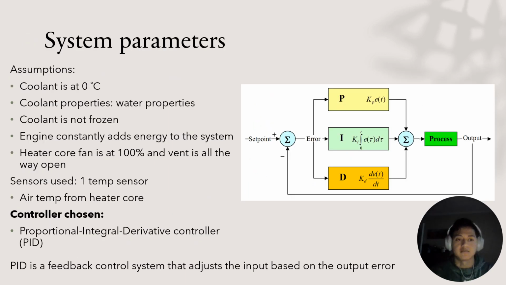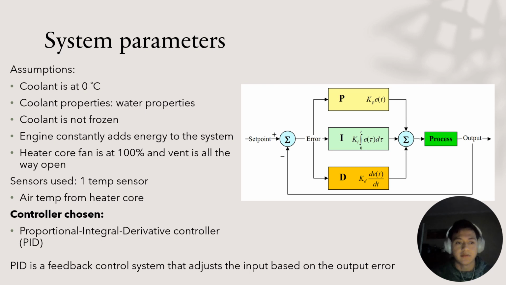Now, modeling this system isn't simple, so I had to make a lot of assumptions and simplify the system a lot. Some of the assumptions I made: the coolant started at 0 degrees Celsius, and in order to minimize the work of researching all these properties, I just assume all the properties of water are the same as the coolant. Since the coolant is at 0 degrees Celsius, I have to assume that it's not frozen, that it's just barely close to that 0 degree temperature.